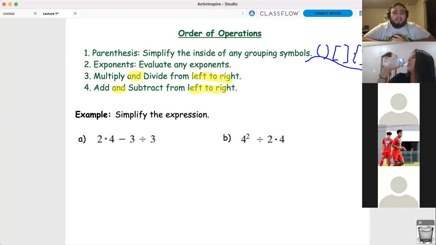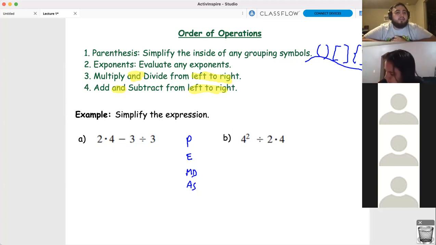All right. A. Are there any parentheses in PEMDAS? I like to write PEMDAS going vertical like this. This is my checkpoint. I'm going to use these letters to check through the steps of order of operations. Are there any parentheses or grouping symbols in A? So we're done with P. Are there any exponents in A to evaluate? No. So we're done.